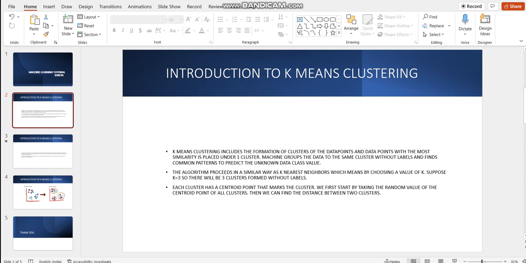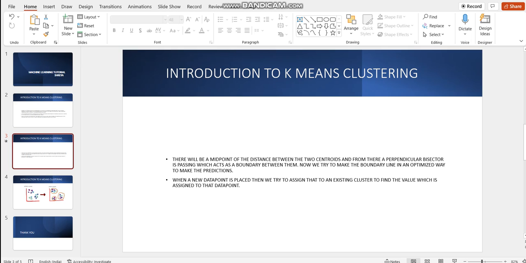We first start by taking a random value of the centroid point of all clusters. Then we can find the distance between two clusters, that is, by how far two clusters are different. Okay. Fourth point is that there will be a midpoint of the distance between the two centroids, and from there a perpendicular bisector passes, which acts as a boundary between them. Now we try to make the boundary line in an optimized way to make the prediction.